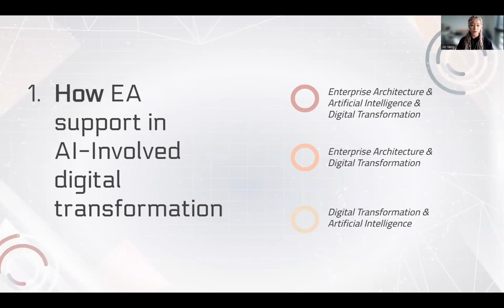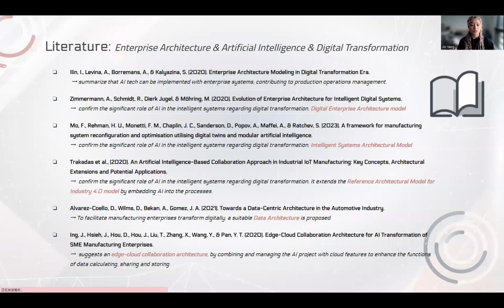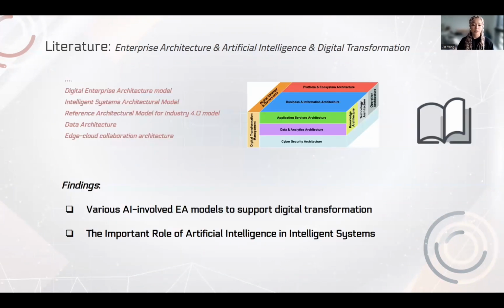This part provides a summary of our research findings regarding the role of EA in supporting AI-driven digital transformation. Literature can be divided into three categories. The first one is about EA, AI, and digital transformation. There are 6 out of 11 papers that highly overlap with our research question, discussing all three key concepts. They proposed various AI-involved EA models to explain how the structure can support digital transformation, such as the data architecture, intelligent systems architecture model, and reference model.